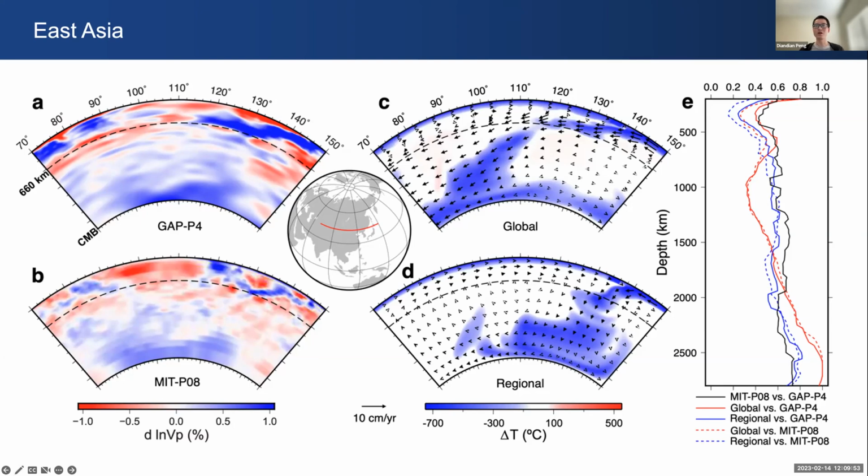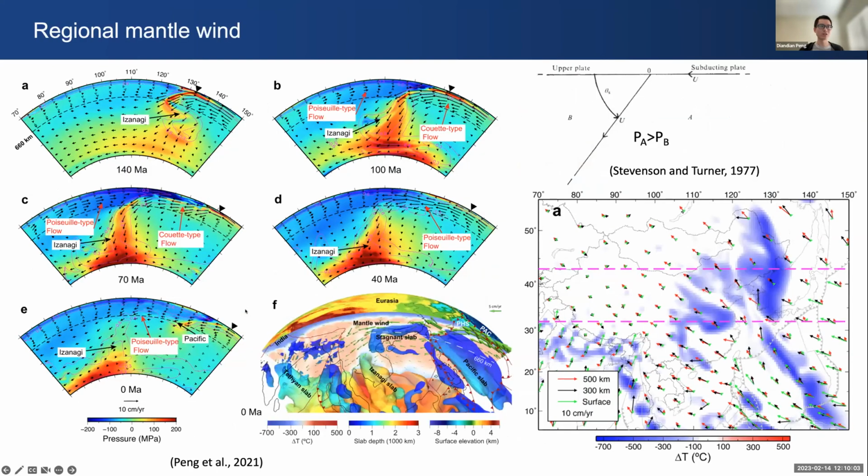Then next, we need to discuss why the regional models cannot produce the most important feature for the East Asian slabs. Previously, we have shown that the regional mantle wind is a very important controlling factor for the formation of the stagnant slabs.